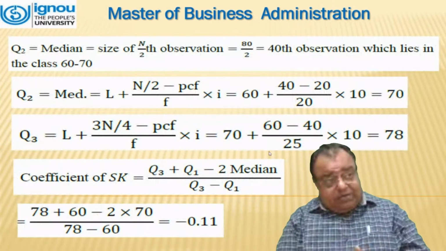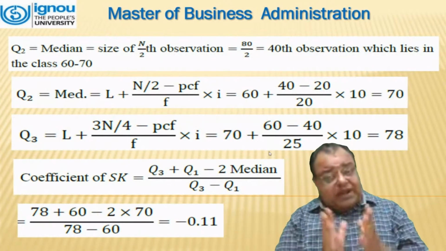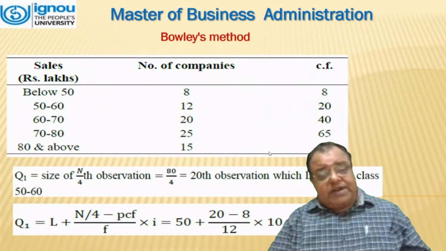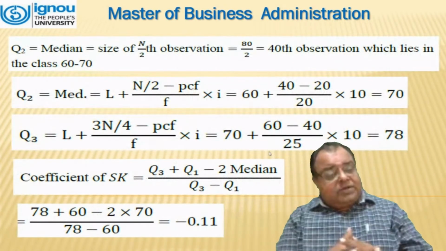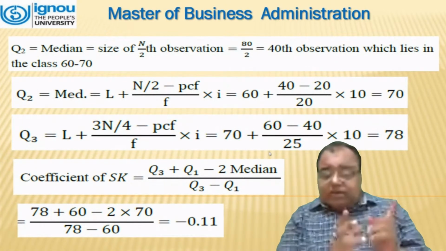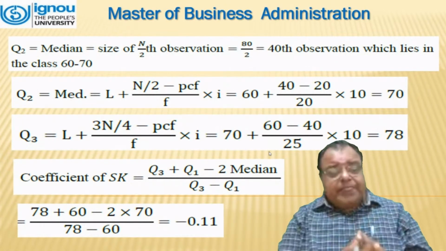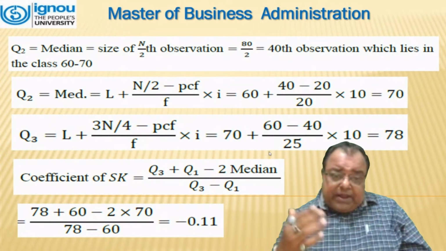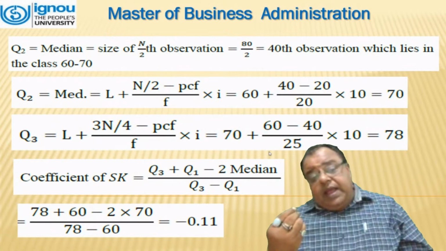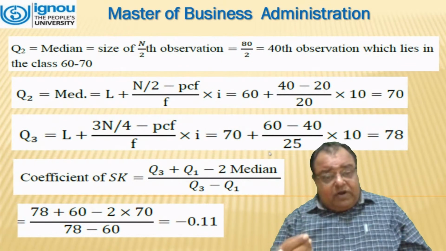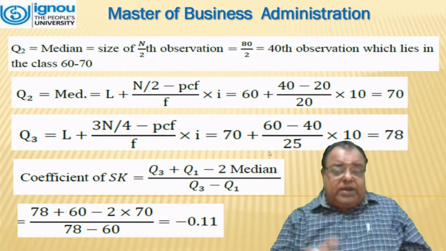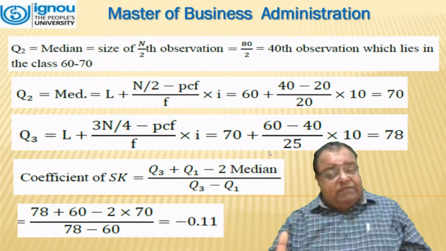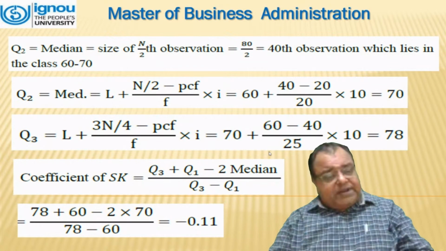Q2, N by 2. N by 2 is 80 by 2. That is the 40th observation. 40 comes in 60 to 70. So similarly, we will be using the formula. As I told you, Q2 is median. So we will be calculating L plus N by 2 minus BCF by F into I. L is 60, N by 2 is 40, BCF 20, and frequency of the median class is 20, and the class width is 10. We get 70.